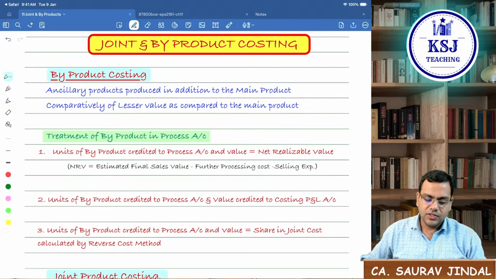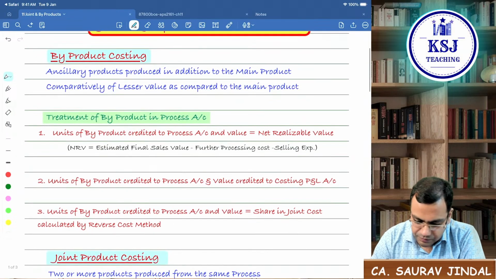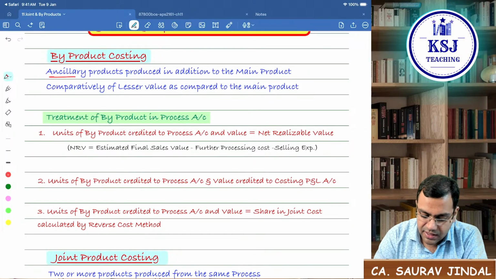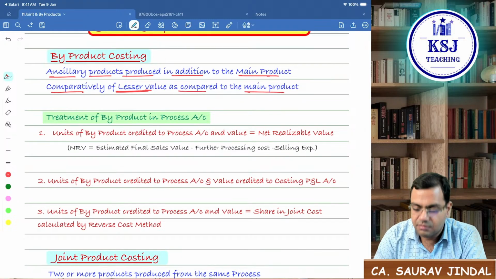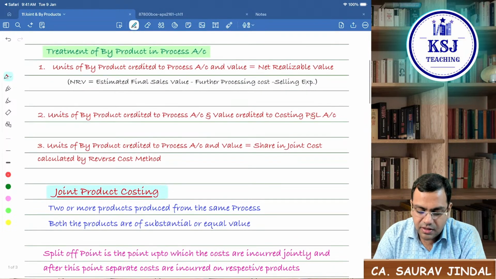Okay, fine. So now coming to a byproduct. Now what is a byproduct? We have done this, right? So a byproduct is any ancillary product produced in addition to the main product, of comparatively lesser value as compared to the main product. So this is the treatment of byproduct in the process account.